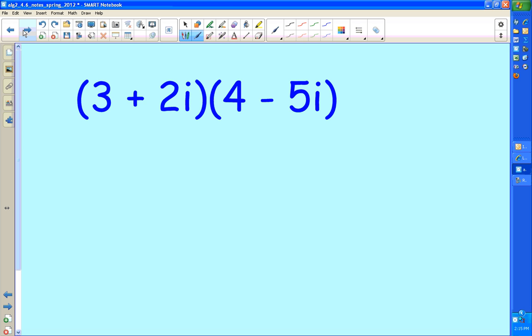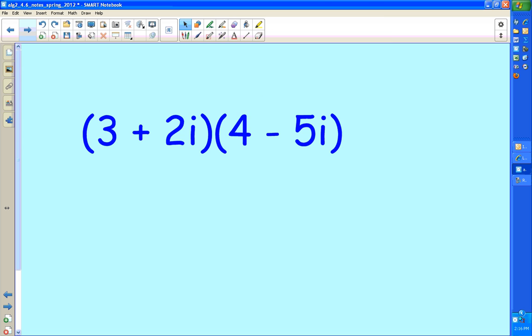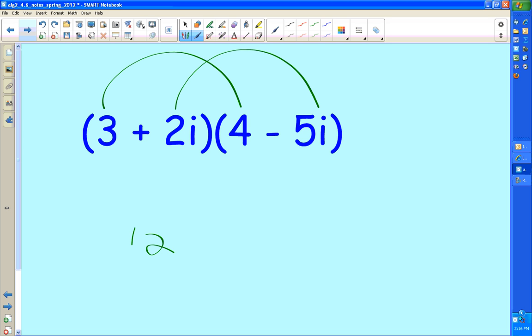So now, those of you who try to skip steps, you're going to get killed on this one. So we're multiplying. It's no different than if this were an X, but it's an I. So we still do the monkey method, or whatever method you're going to use. The monkey method is the same as FOIL. You get 12. You get minus 10i squared. You have 8i, and negative 15i is minus 7i.